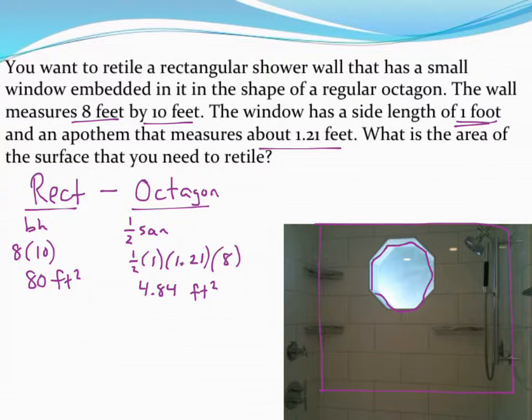And as we discussed, we're not including that window in our area calculation. We don't want to tile over it. So I'm going to end up subtracting those numbers to figure out what area I do want to tile. So subtracting those gets me an area of 75.16 feet squared. So that's the entire area of the wall minus the window. So that's the area that I want to retile.